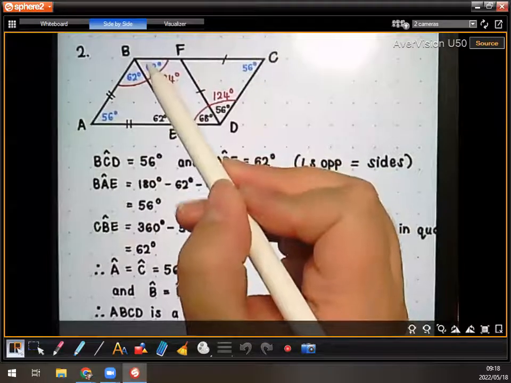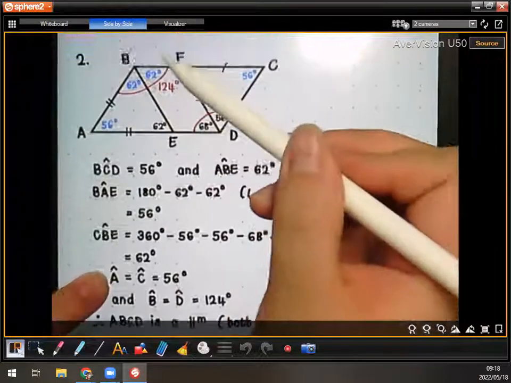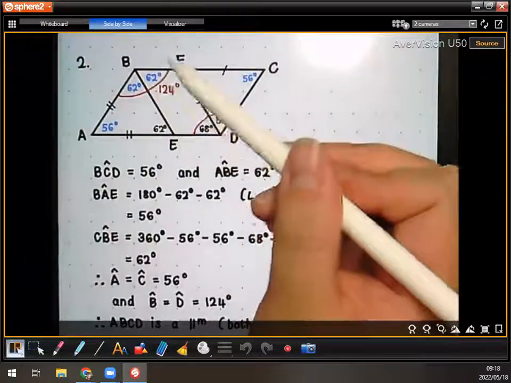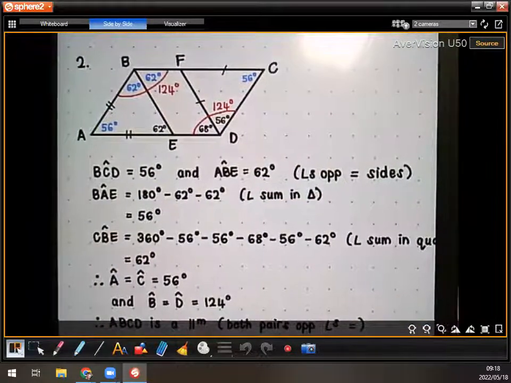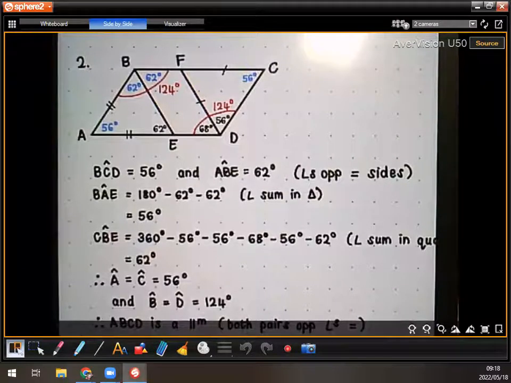So for example, this angle you could have called EBF or FBE, that's fine, but you can't call it B. Okay, so that's very important. Yes, that's fine. So you did have to do some calculations, I think, to find angles.